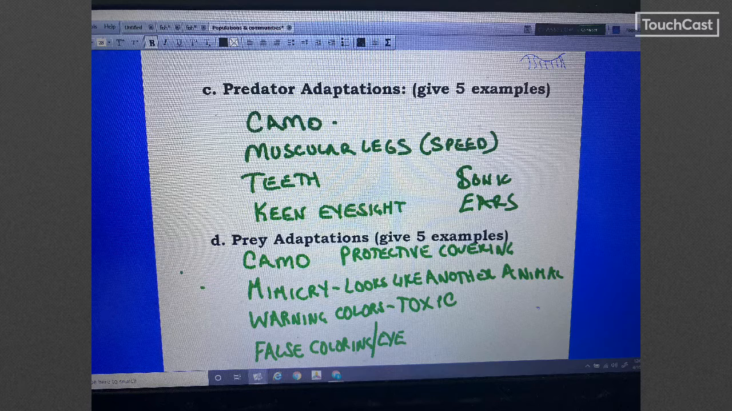Fish sometimes have weird coloring on their tails that look like eyes, and so predators get confused as to which end is the head and which end is the tail, and they're able to confuse their predators that way.